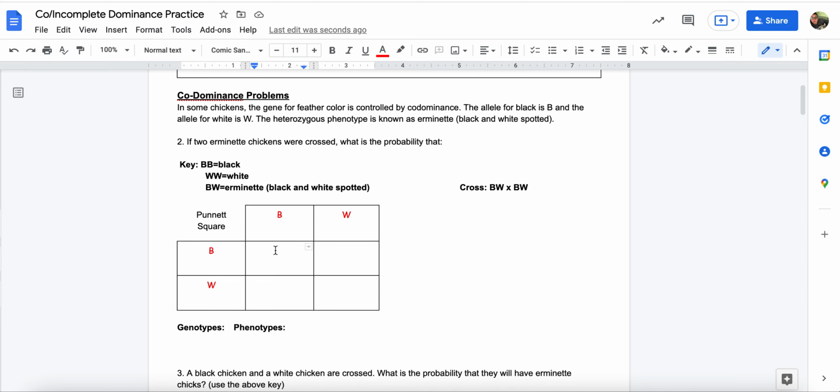Then we fill it in, dropping down the B, sliding across the B. Drop down the W, slide across the B. We always keep it in alphabetical order. Drop down the B, slide over the W. And here we go.